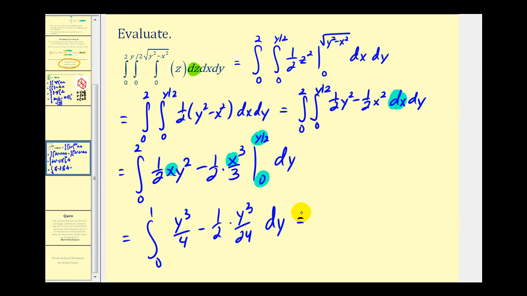Let's go ahead and get a common denominator. The common denominator is going to be 48, so we'll multiply this by 12. So we'll have 12y cubed minus 1y cubed. That'll be 11y cubed. And let's go ahead and finish this on the next page.